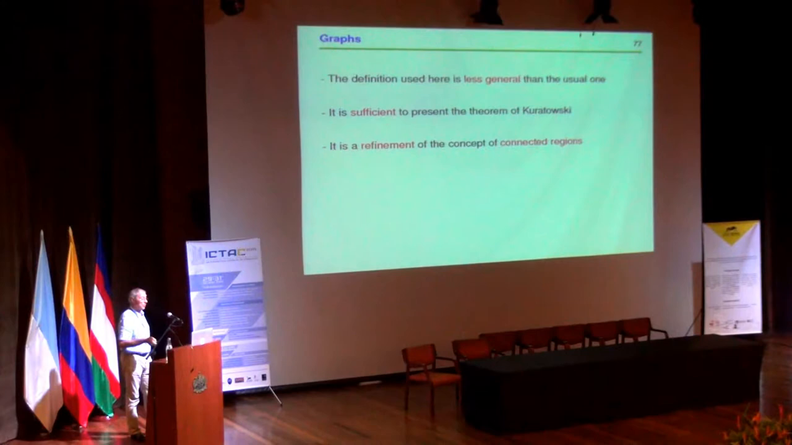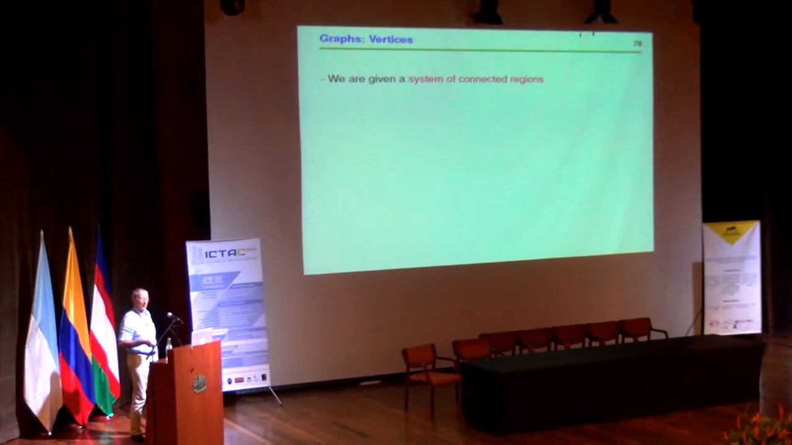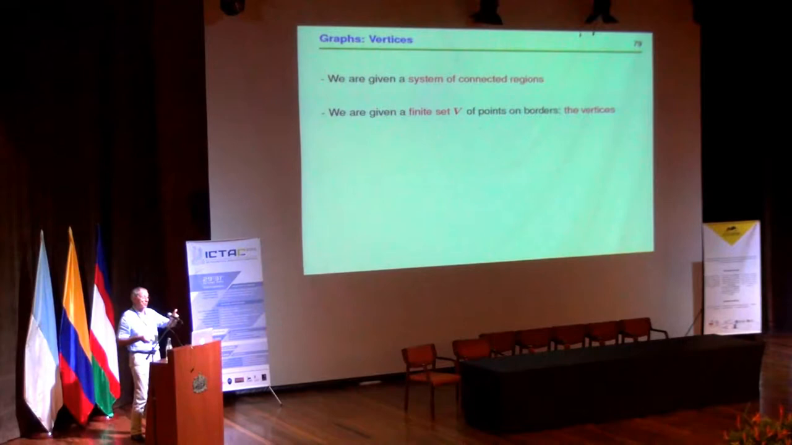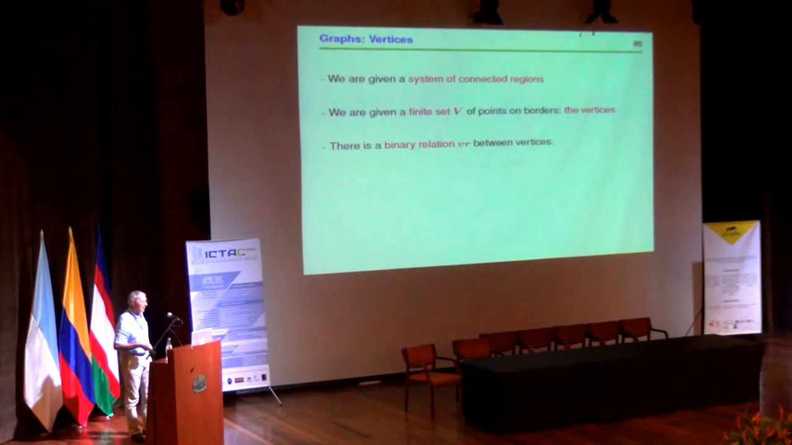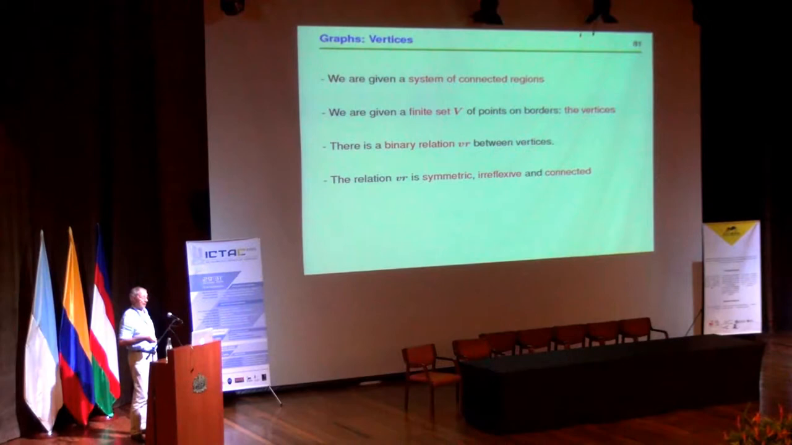So the notion of graph, it is a refinement of the concept of connected region. So we are given a system of connected regions, and we are given a finite set V of points on borders of this connected region. I call them the vertices. And there is a binary relation VR between vertices. And this relation is symmetric, irreflexive, and connected. So this gives you a limited kind of graph with regard to the normal definition of graph. And this relation VR characterizes the graph we are interested in.